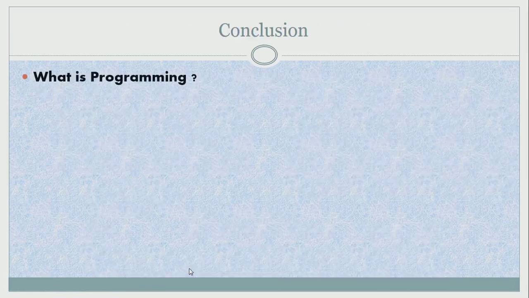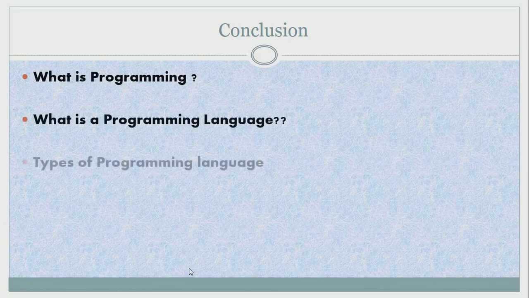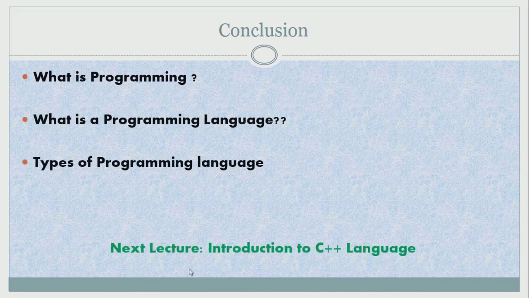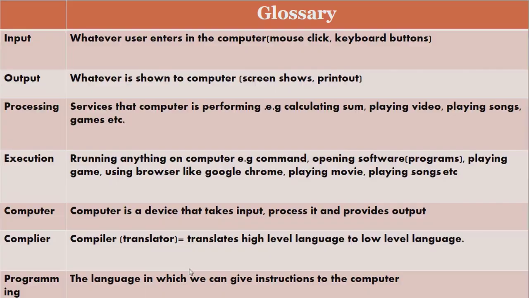So in this lecture, we studied about what is programming, what is a programming language, and the different types of programming language. And in the next lecture, we will look at the introduction to C++ language. Glossary of basic terms is shown for the beginner. All beginners must be familiar with them before starting C++ programming. So I recommend you to revise it again before starting the next lecture.